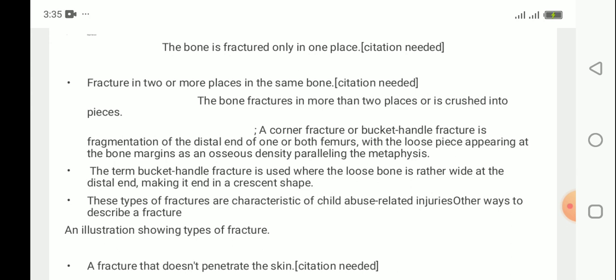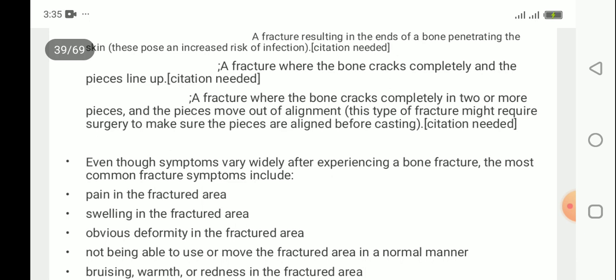The term bucket handle fracture is used where the loose bone is rather wide at the distal end. There is also a fracture in which the ends of the bone penetrate the skin, and a fracture where the bone cracks completely and the pieces line up.